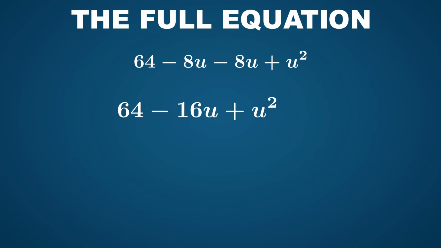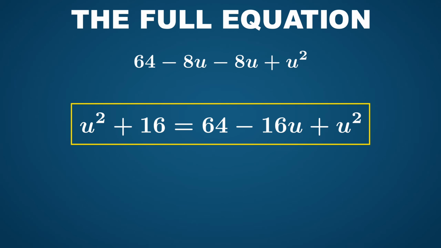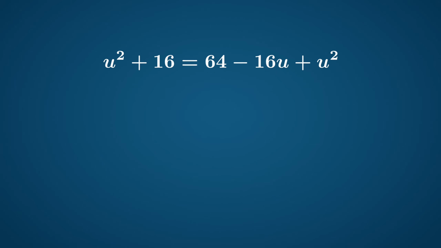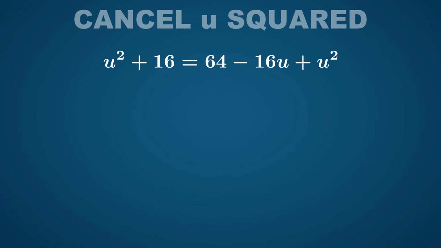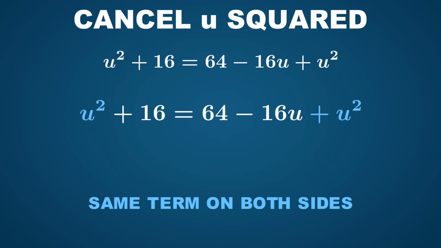Let us now write down our complete updated algebraic equation using these new results. The left side of the equation is still the binomial expression u squared plus 16. The right side is the trinomial expression 64 minus 16u plus u squared. We set these two algebraic expressions equal to each other to continue our problem. Looking closely at the equation, we can spot a u squared term on both sides. This presents an excellent opportunity to simplify our mathematical equation further.